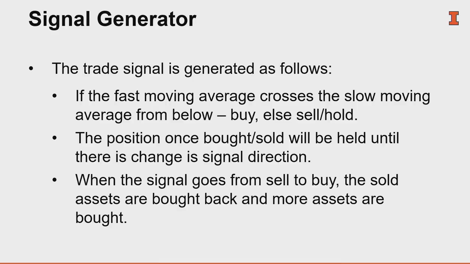What we first need to consider is what's called a signal generator. So a trade signal is generated in this following manner in this algorithm. If the fast-moving average crosses the slow-moving average from below, so the short-term average suddenly spikes up and passes the long-term moving average, that's a buy opportunity, because in the short term the prices are going up, and that over the long term will also bring up the long-term moving average. The position once bought and sold will be held until there is another change in direction. When the signal goes from sell to buy, the assets are bought back, or more assets are bought.